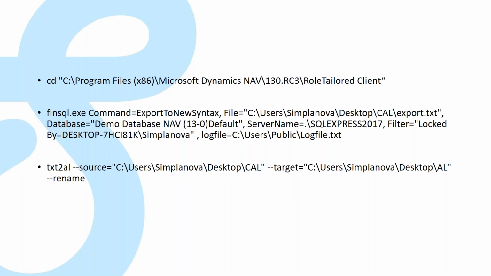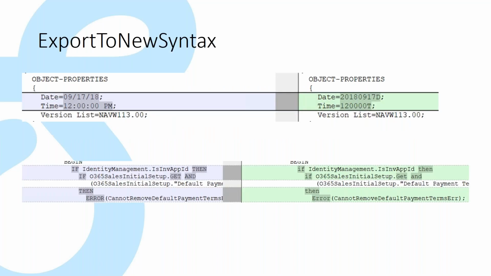For those who have not tried this yet, probably you are seeing a couple of new things here. One of them is the export to new syntax command in the second line, and the next one is txt to AL execution. So what is the export to new syntax, and why do we need that?